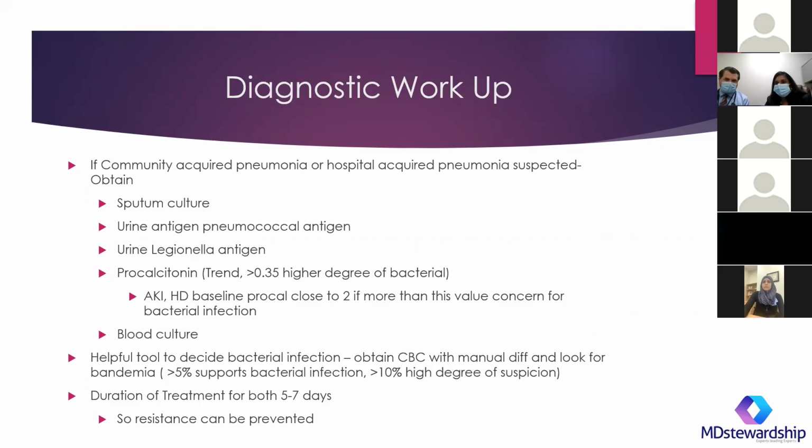We are a big proponent of procalcitonin if we use it correctly. It's going to be important at trending the procal. So if somebody gets admitted with community-acquired pneumonia, is it more than 0.35? And is the trend going up or down? That might help you with deciding bacterial infection versus not. What do you think, Dr. Horn? Yeah, I like using procalcitonin.